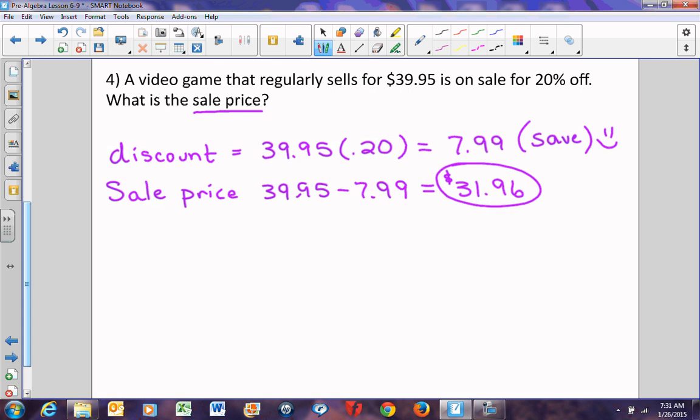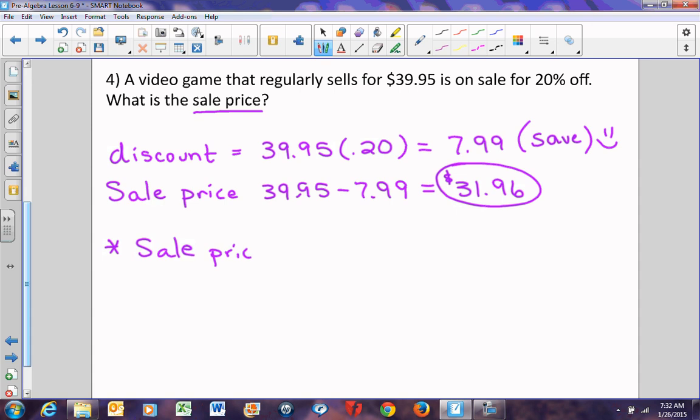Now, if they don't ask you to find the discount and the sale price, if they just say find the sale price like this problem, you can actually do this in one step. If you want to know what you're going to save and what your sale price is, you should do it the first way. If all you want to find is the sale price only, oops, spell that, there's an E in sale.